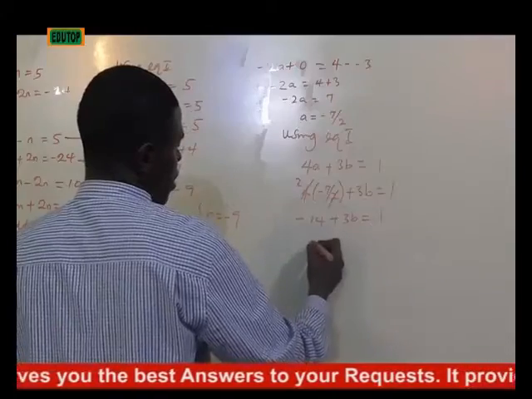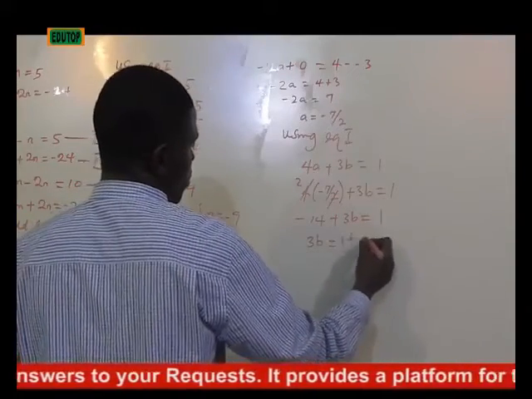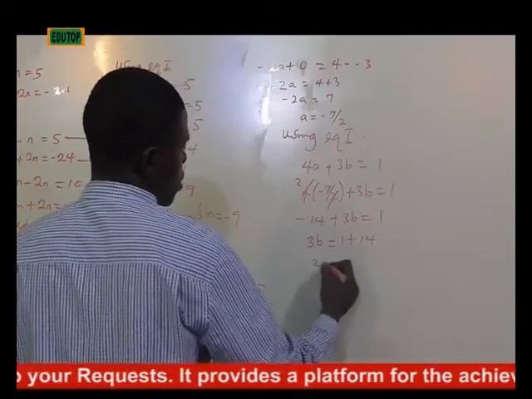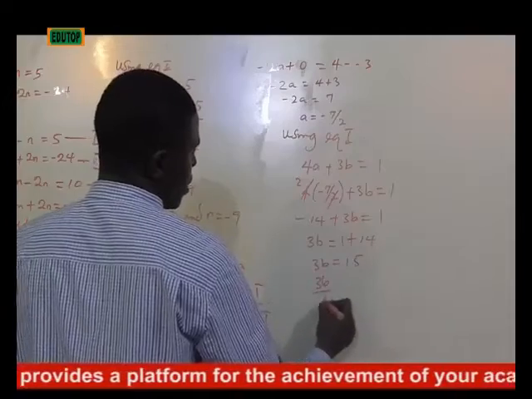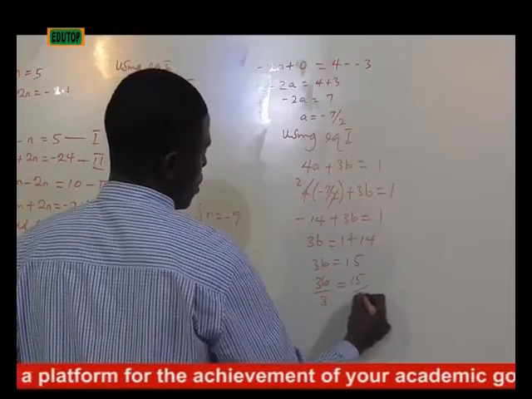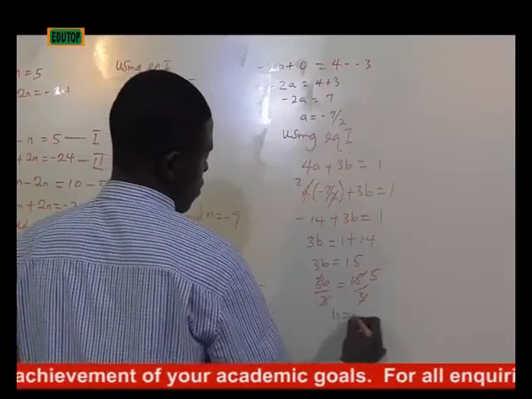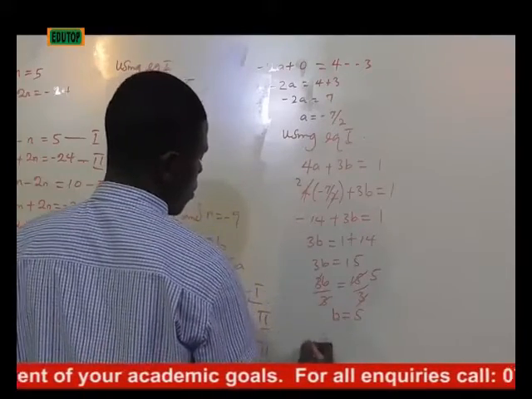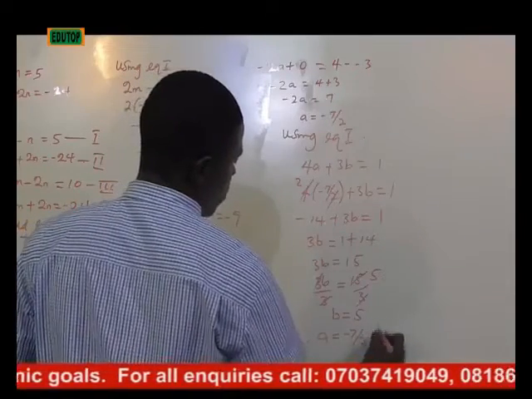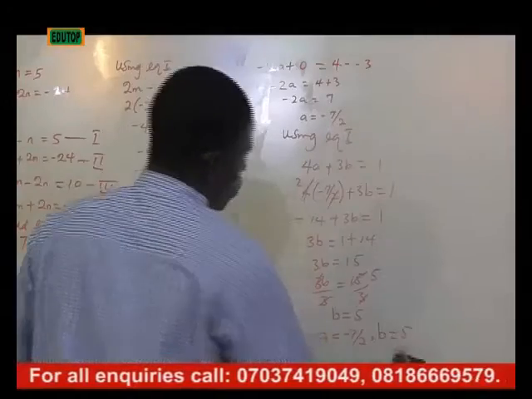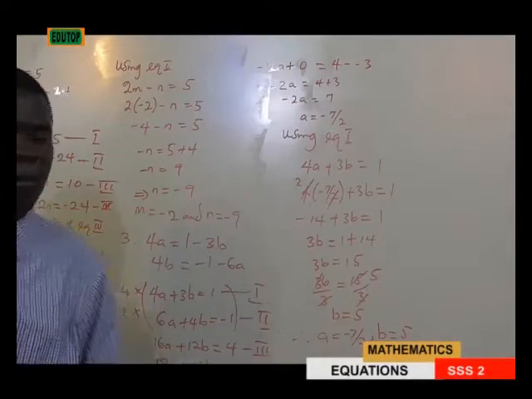So I can collect like terms here. If I collect like terms, I have 3b equals 1 plus 14. Then 3b equals 15. So I divide both sides by 3. Dividing both sides by 3, then I'll have 5. So my b equals 5. Therefore, my a equals minus 7 over 2, then my b equals 5. So these are the respective solutions to the questions.